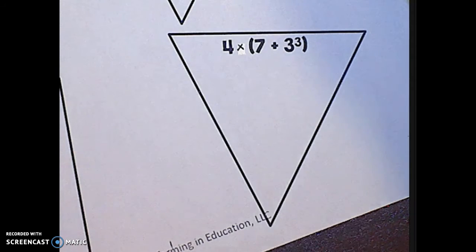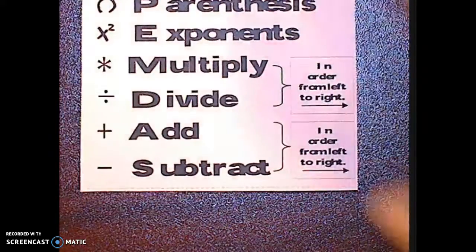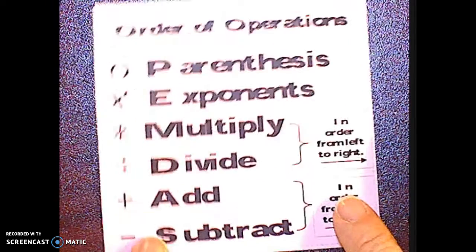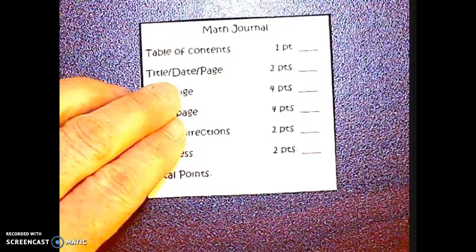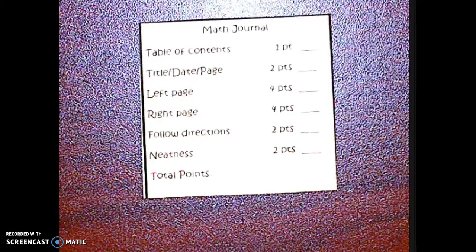Okay, you've been great. The last thing to remember to do is to put your little PEMDAS cheat sheet on the 3rd page of your journal, and underneath it to put your grading rubric. Okay, good job, class. Thank you.